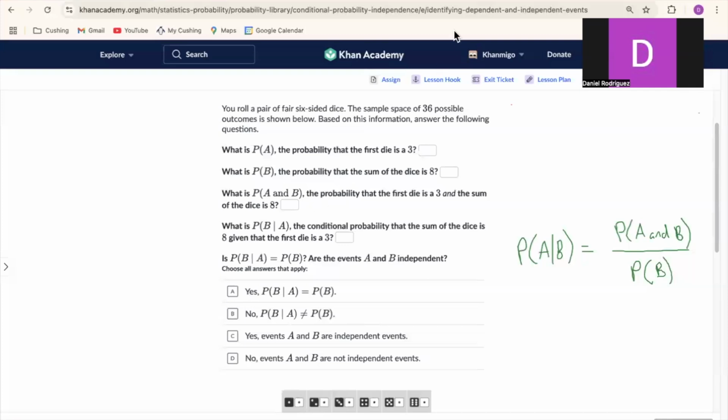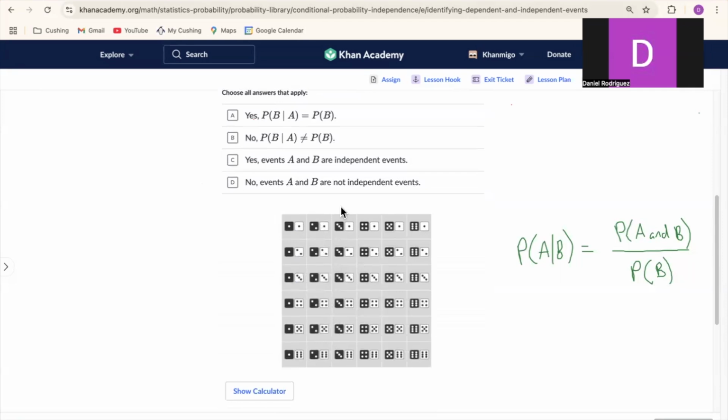Okay, so last question I'm going to take a look at. This one is talking about the two events, A and B. A is that your first die is a three, so we're rolling two six-sided dice. So you're going to roll one die and then you're going to roll another. There are 36 possible outcomes. They are shown in this table. So this table shows all the 36 ways you could roll two dice.